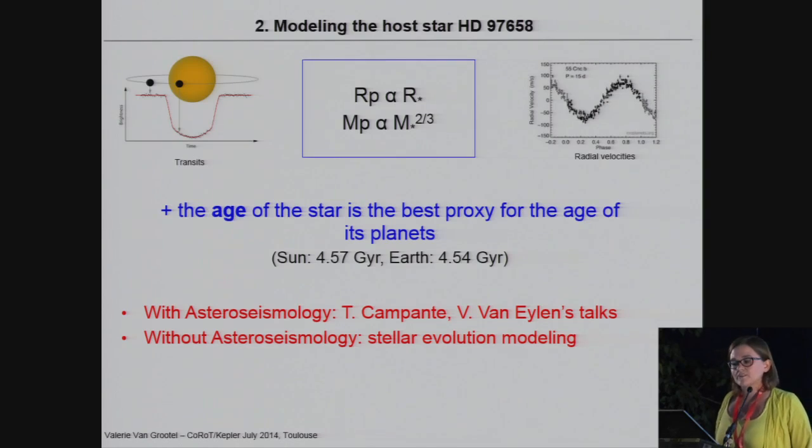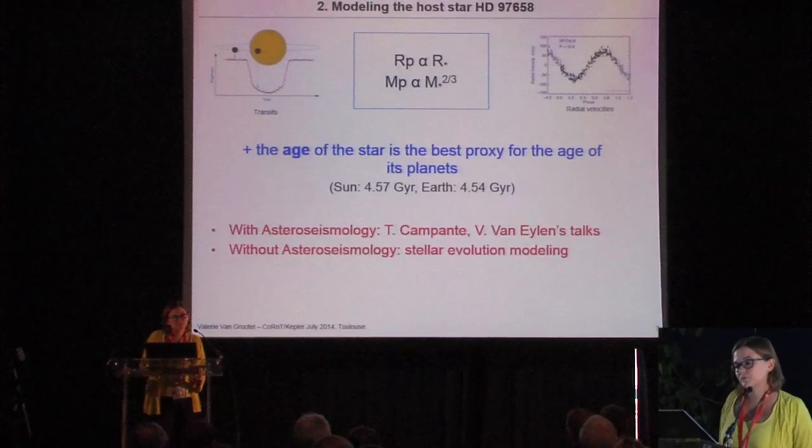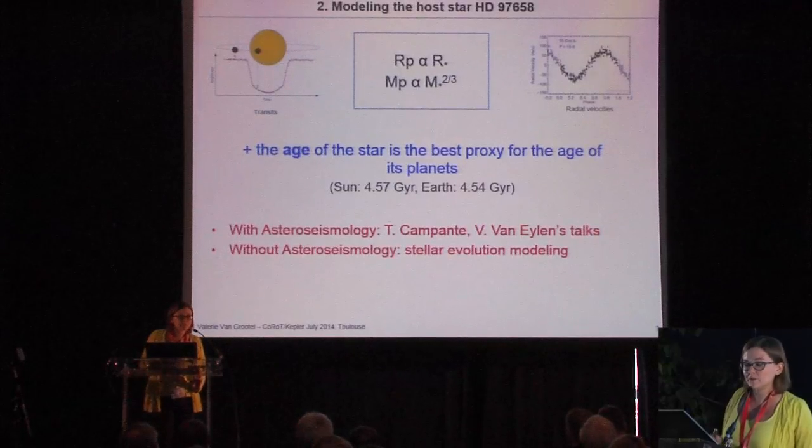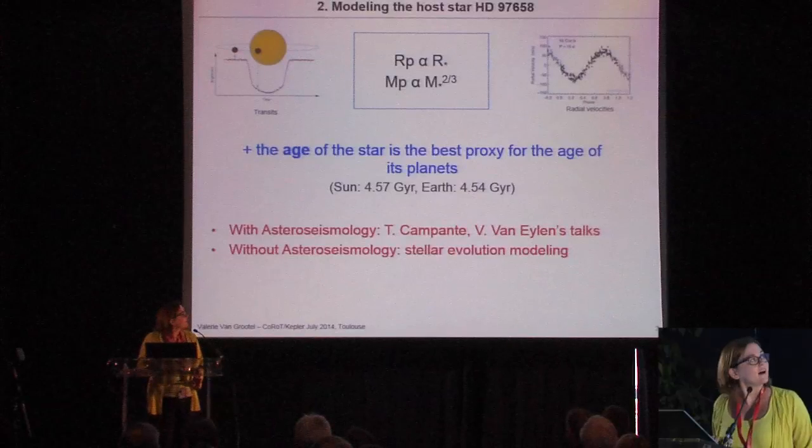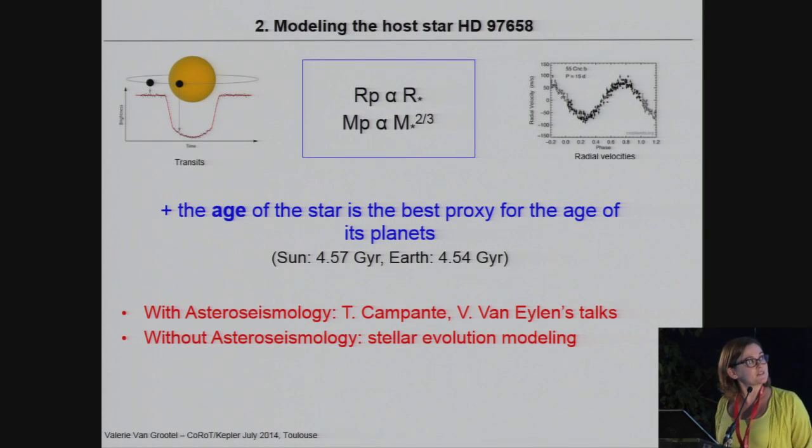I don't have to recall that we must know the host star very well to characterize the exoplanet. And especially here we have both transit and radial velocities. From the transit, we can derive the radius of the planet, which is directly proportional to the radius of the star. And from the radial velocities, we can derive the minimum mass of the planet, and it's proportional to the mass of the star to the power 2/3. And also the age of the star, the best proxy, the best way to determine the age of its planet, because a star and its planets are formed more or less together.